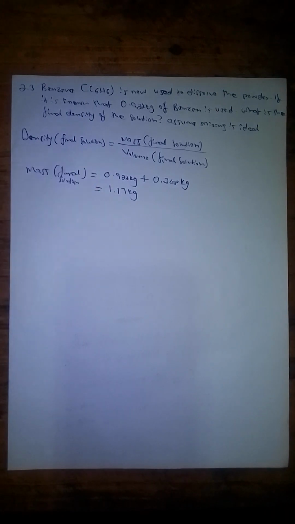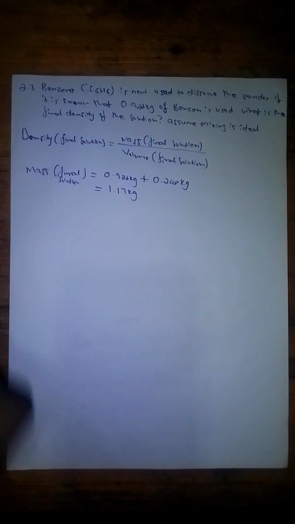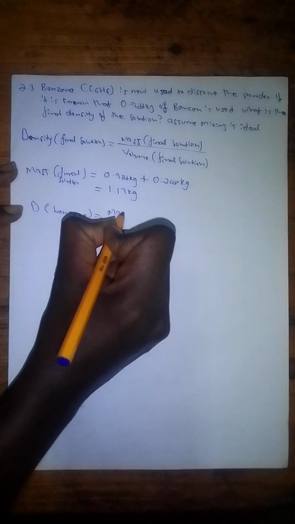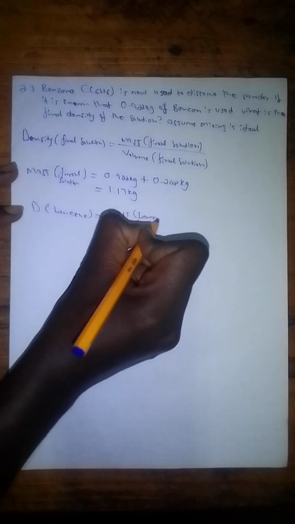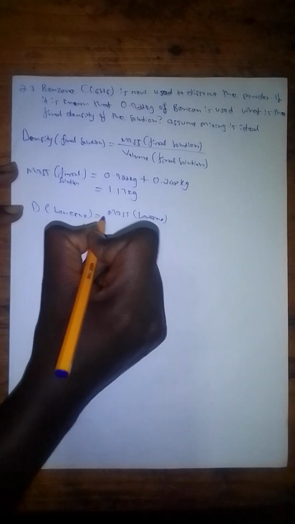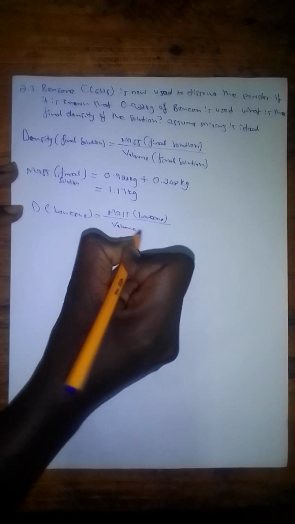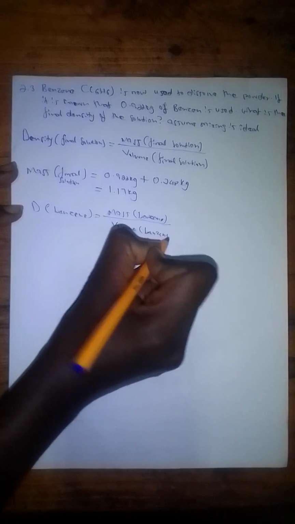Now we need the volume of the final solution. From our previous questions, we have found the volume of the unknown powder, so what we need now is the volume of benzene. We're going to use the information here. We have the specific gravity of benzene, and we can say the density of benzene, which is the standard equation, is equal to the mass of benzene all over the volume of benzene, right?